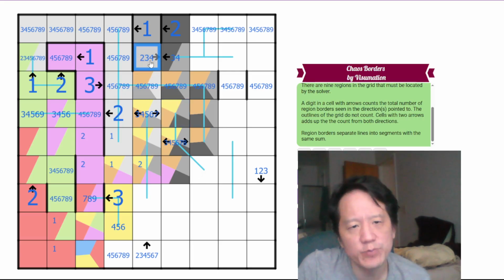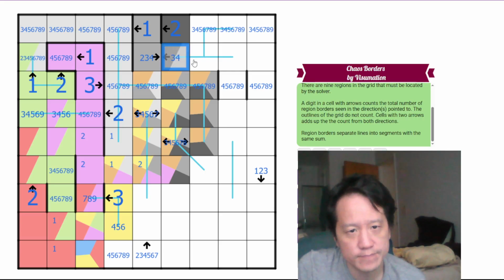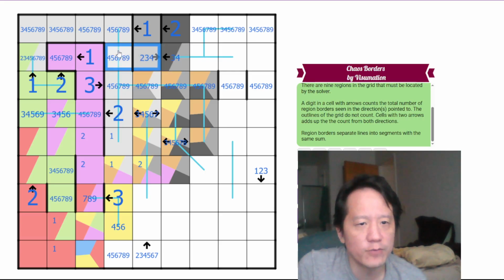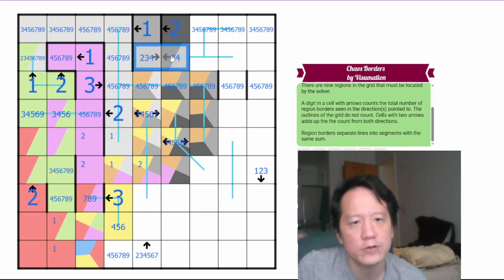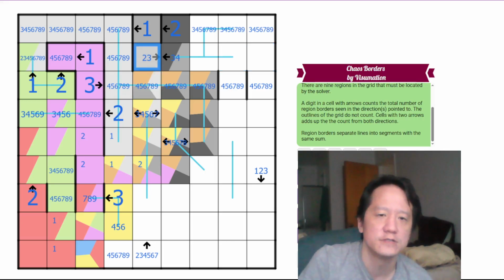Can this ever be 4? If this were 4, this would be 3. So you'd have a border here to 3, which means this is not a border. So then you'd have at most 1, 2, 3 borders here, which is not possible. So this can never be 4 in size. This is 2 or 3.